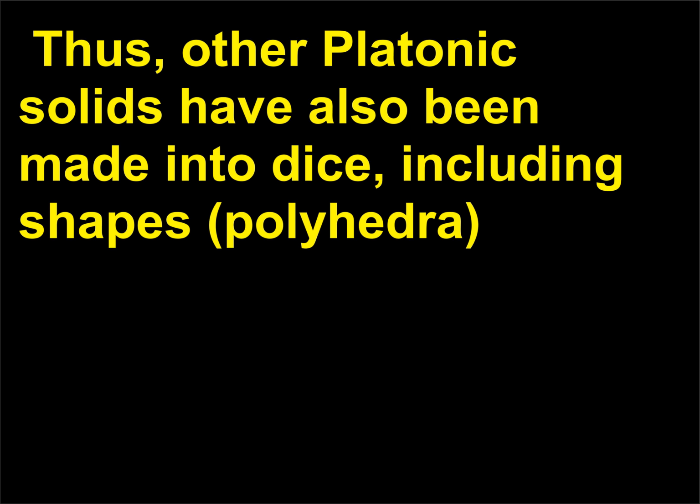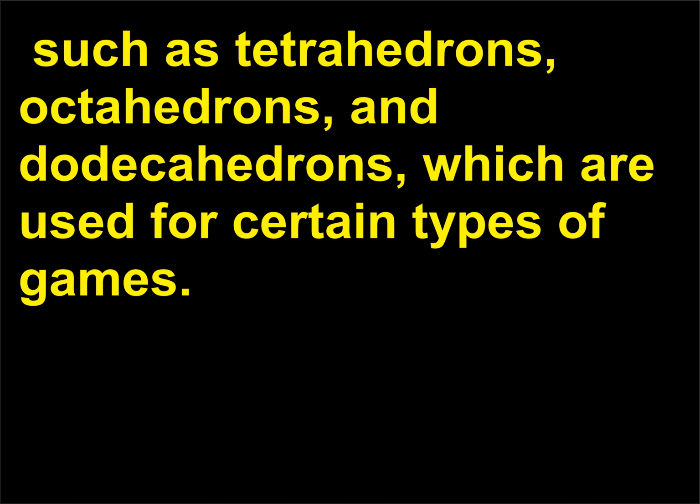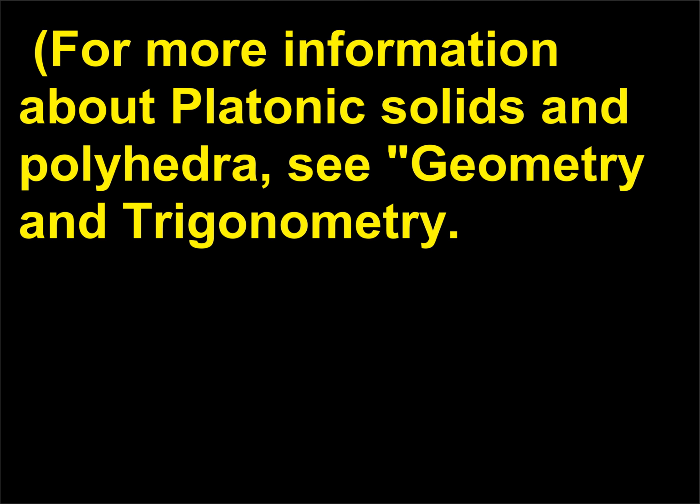Thus, other Platonic solids have also been made into dice, including shapes, polyhedra, such as tetrahedrons, octahedrons, and dodecahedrons, which are used for certain types of games. For more information about Platonic solids and polyhedra, see Geometry and Trigonometry.